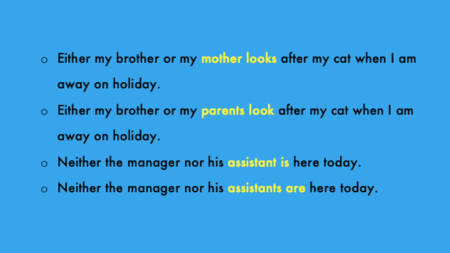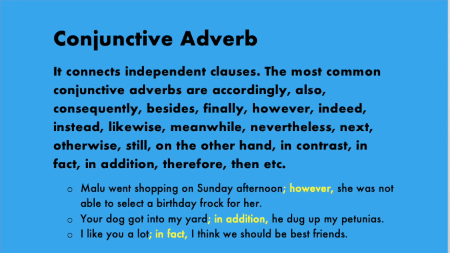Neither the manager nor his assistants are here today. See the difference. These are the main three types of conjunctions in English. In fact, there are 4 types of conjunctions, but these are the main 3. The fourth one is conjunctive adverbs.